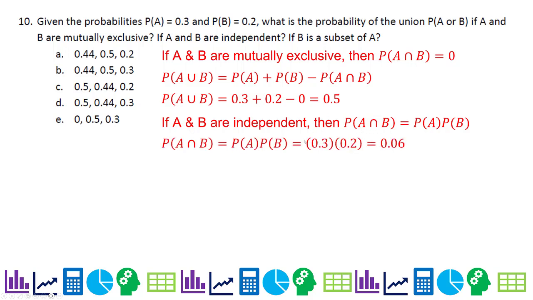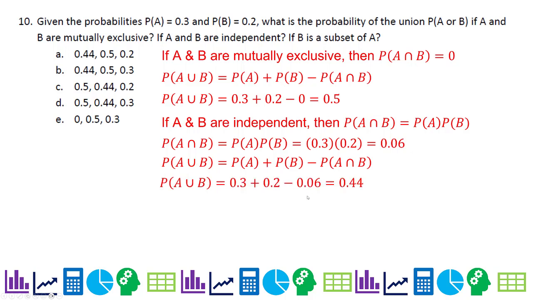All right, so we know I can just substitute in 0.3 and 0.2, multiply them out. I get 0.06. So using the same formula, but now we have a different number for probability of A and B. Now it's 0.06 instead of 0. So we substitute that in, and yes, we did get 0.44.